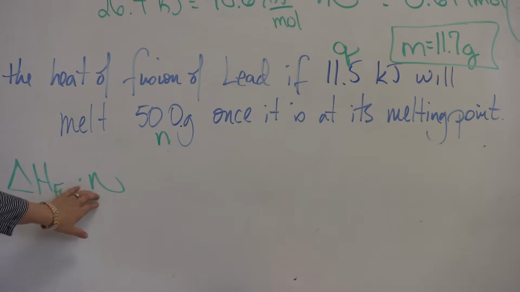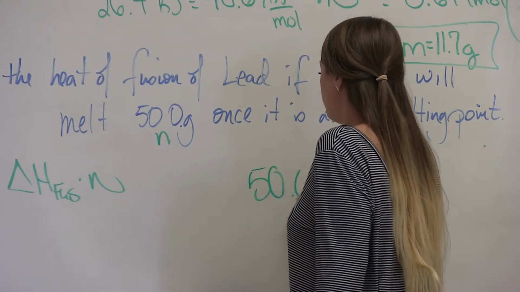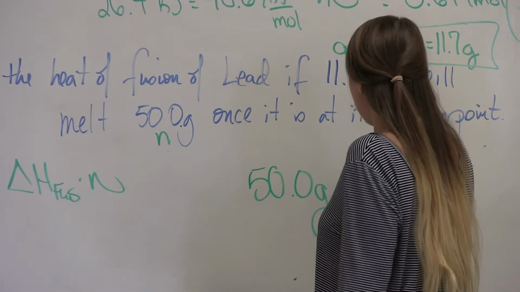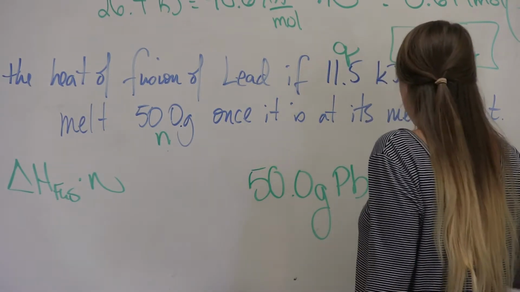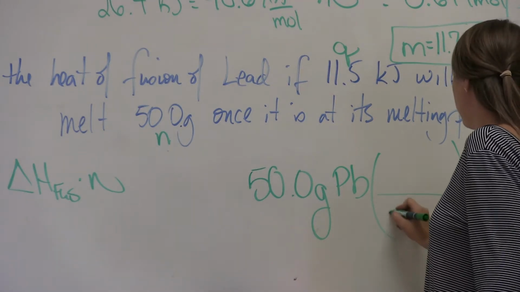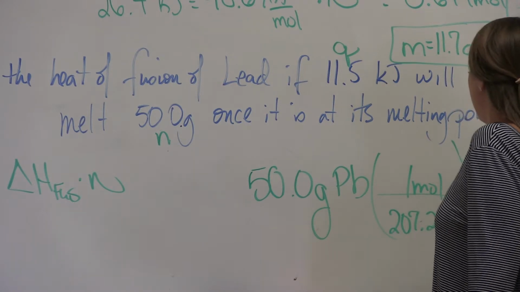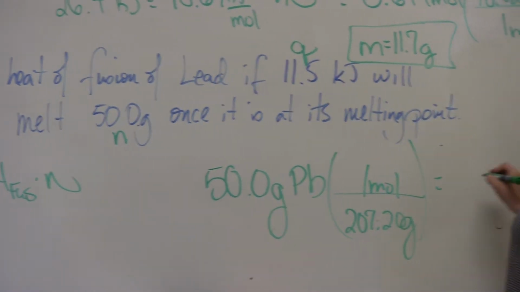So we've got Q, we've got n, so let's convert this into moles. We've got 50.0 grams of lead. To convert this, we put the mass of lead on the bottom: lead is 207.20 grams to 1 mole. And we get that the moles of lead is 0.241.